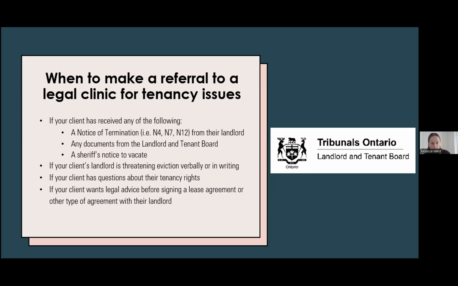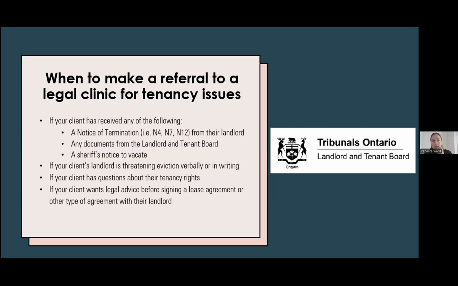The second type of document is any documents from the Landlord and Tenant Board, which is the logo I have on the screen here. If you see a document with this logo on it, tell your client to get legal advice, connect them to a legal clinic. Like I said, the Landlord and Tenant Board is the court, the specialized tribunal that deals with landlord and tenant matters in Ontario. If a tenant has a proceeding at the Landlord and Tenant Board, it is incredibly important for them to show up on the dates that they are told they need to show up or submit documents and requests to reschedule well ahead of time.